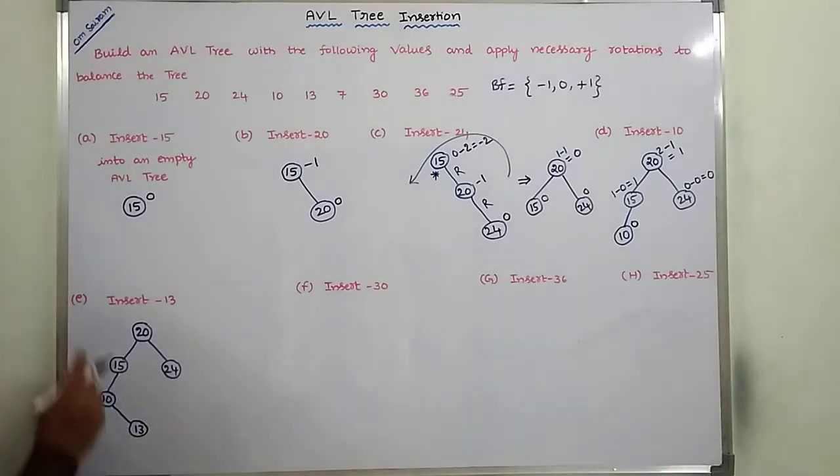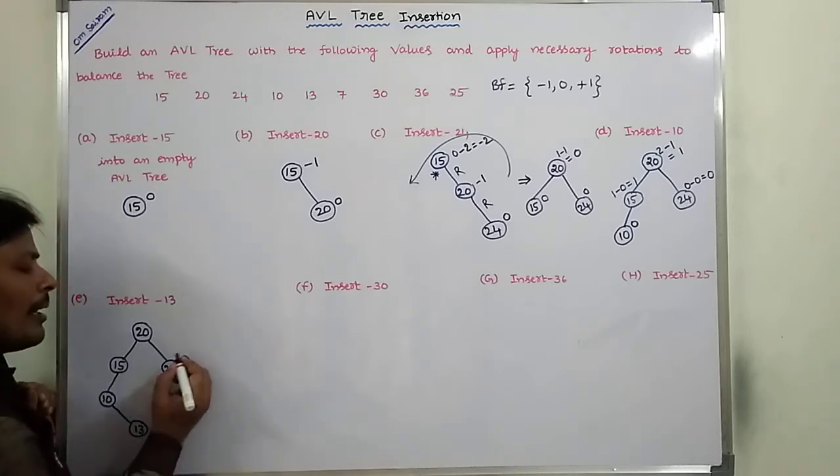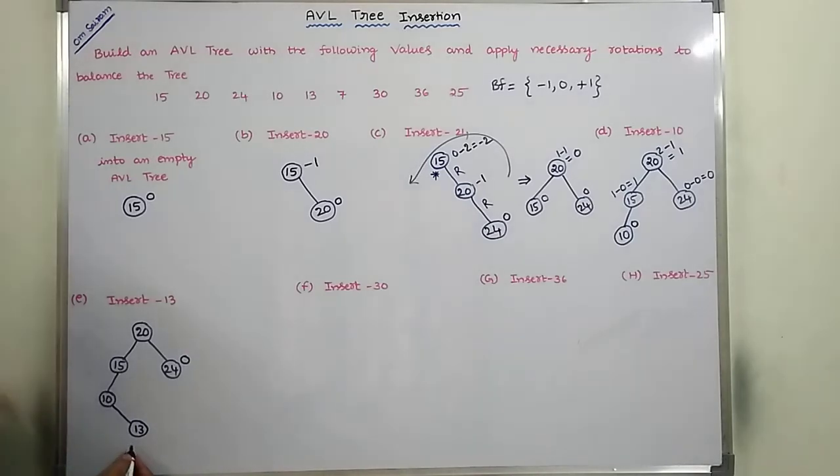Okay. Now, is it an AVL tree or not? We find out by calculating the balance factors. For each and every node, we have to calculate the balance factor. For node 24, the balance factor is 0 because it has no right child and no left child. So the height of the left subtree is 0, the height of the right subtree is 0, 0 minus 0 is equal to 0. Next, for node 13, no left subtree, no right subtree, 0 minus 0 is equal to 0. Next, for node 10, there is no left subtree, that is 0, minus the height of the right subtree, which is 1. 0 minus 1 is equal to minus 1.